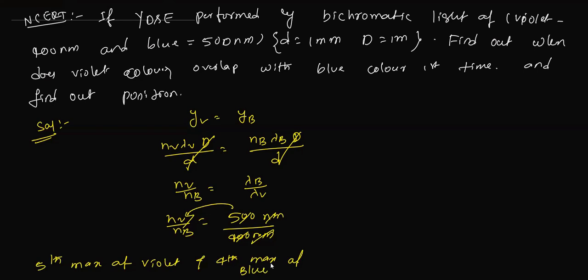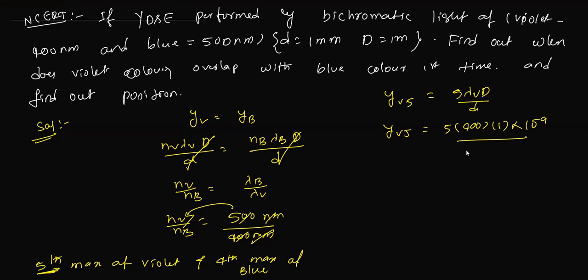Then what they're asking is the position. Now let me take V5, because they are asking about the fifth maxima. So V5 we calculate here: y V5 equals 5 lambda V D by d. Therefore y V5 equals 5 into 400 nanometers, that is 10 raised to minus 9, divided by d, which is 1 millimeter, 10 raised to minus 3.